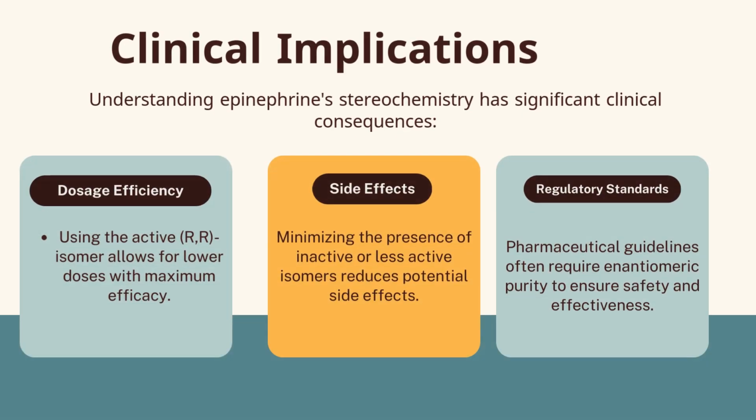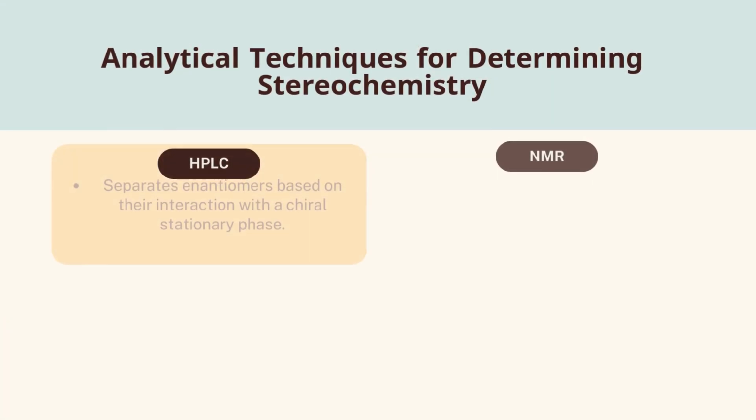Understanding epinephrine's stereochemistry has significant clinical consequences. Dosage efficiency. Using the active RR isomer allows for lower doses with maximum efficacy. Side effects. Minimizing the presence of inactive or less active isomers reduces potential side effects. Regulatory standards. Pharmaceutical guidelines often require enantiomeric purity to ensure safety and effectiveness.